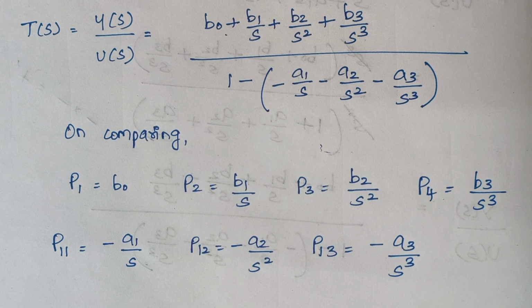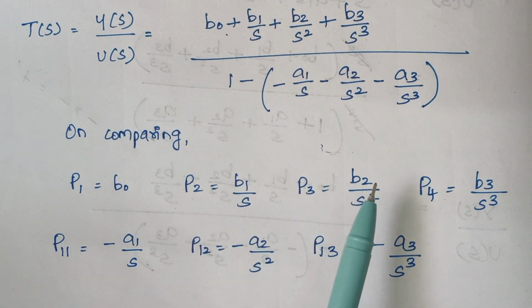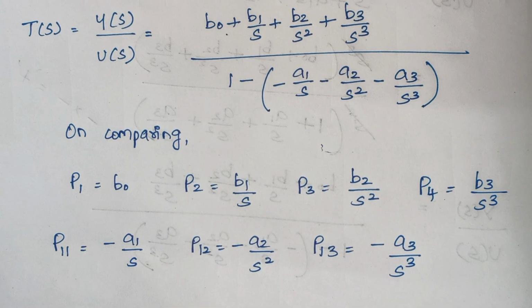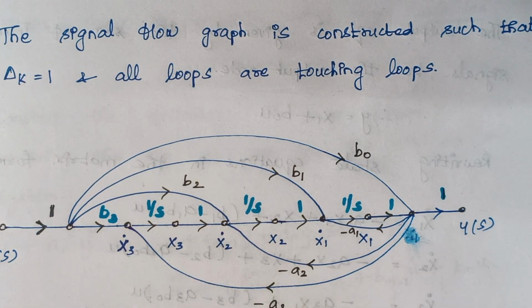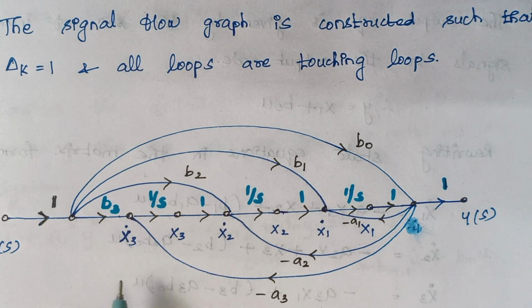Just from the obtained transfer function, we are comparing that transfer function with some standard format and we are writing down the expressions for the forward path gain as well as for the individual loop gain, right? Now we are going to draw the signal flow graph. So here just we are having 4 forward paths and 3 individual loop gains, right? So here this is our signal flow graph. Observe carefully, then only it will be easy for you to draw.